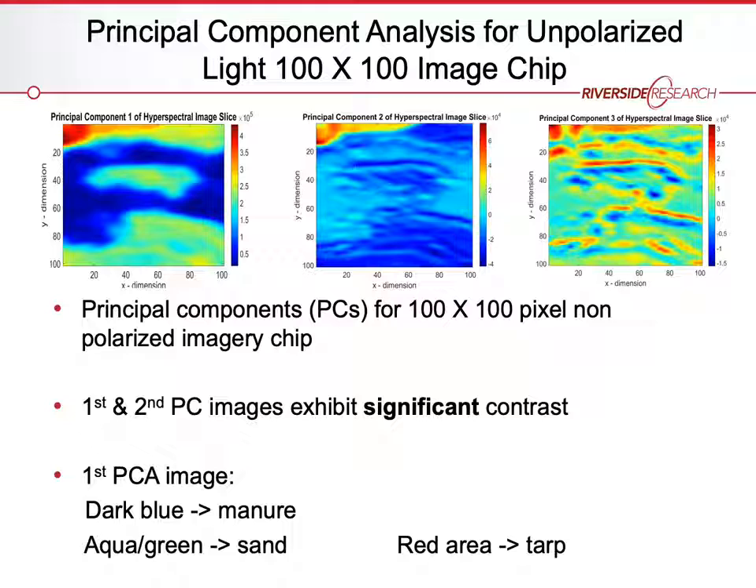Principal component analysis was performed on the unpolarized light 100 by 100 pixel image chip, which is shown in this image. Principal component 1, 2, and 3 are shown from left to right. And what you can see is basically the first and the second PC images exhibit significant contrast. In the first PCA image in dark blue, you see the manure. Aqua green, you see the sand, and then in the upper left-hand corner, you see the tarp, which is shown basically in red. Again, you can see strong contrast in principal component 1 and in 2, with a slight degradation in principal component 3.